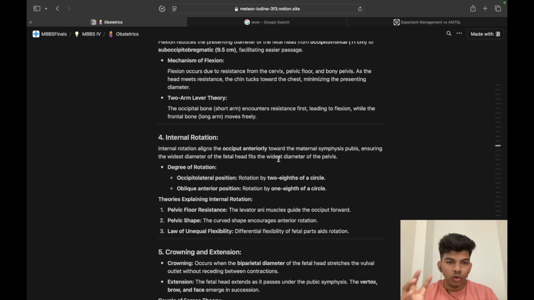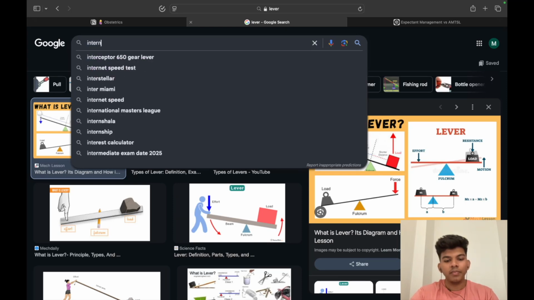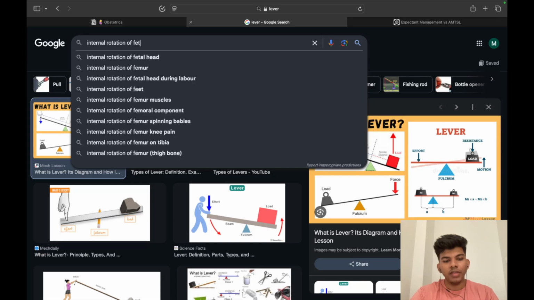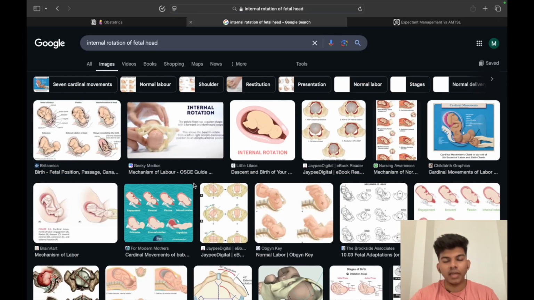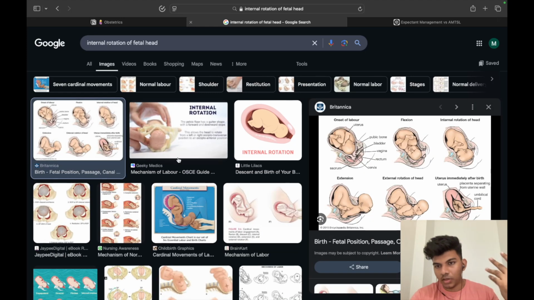So rotation. What we want is internal rotation of the fetal head. As I type this, you get more time to actually imagine, trying to come up with something new in your head. Hopefully it works out that way. So this is what we want, the occiput aligning with the pubic symphysis. So that is after the flexion, right? After the flexion we want this one.